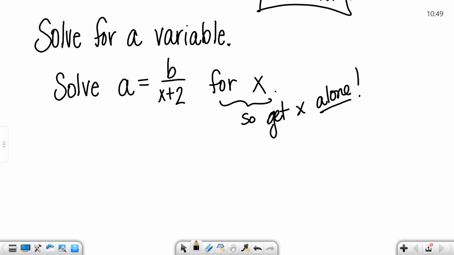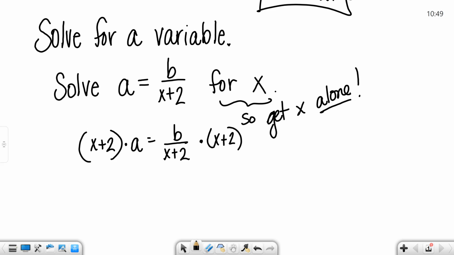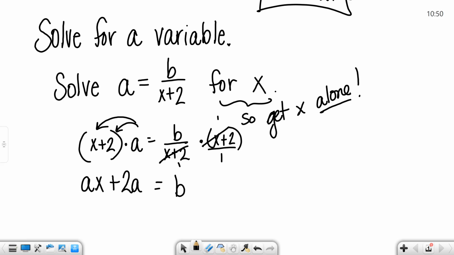Currently, x is not alone. It's got a 2 with it, and it's in the denominator up under the b. Now, the only way to get it out from the denominator is going to be to multiply both sides by x plus 2. Okay, multiply both sides by x plus 2. Over here on the right-hand side, the reason is that divides out and I'm left with just b. Now over here, I've got to distribute. Okay, so I'm left with ax plus 2a. Now x is still not alone, but it's not in the denominator anymore.